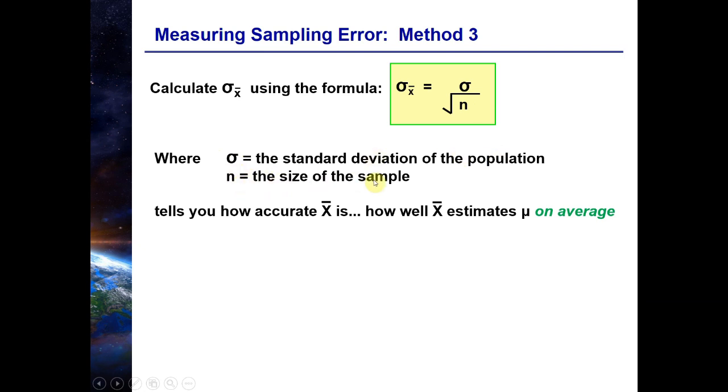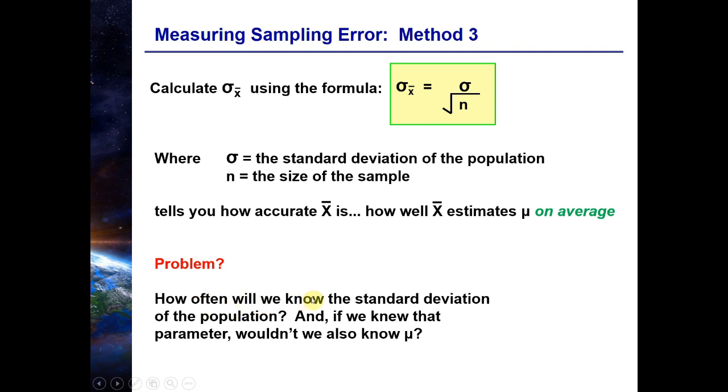N is the size of your sample. So if you have 10 scores, 20 scores, 50 scores, whatever. Once you perform this calculation, you're getting SEM. You're getting the standard deviation of the sampling distribution of means. And it tells you, on average, how well X bar estimates mu. So are your X bars on average close to mu, or are they far away from mu? All you have to do is this. But again, there's a problem.